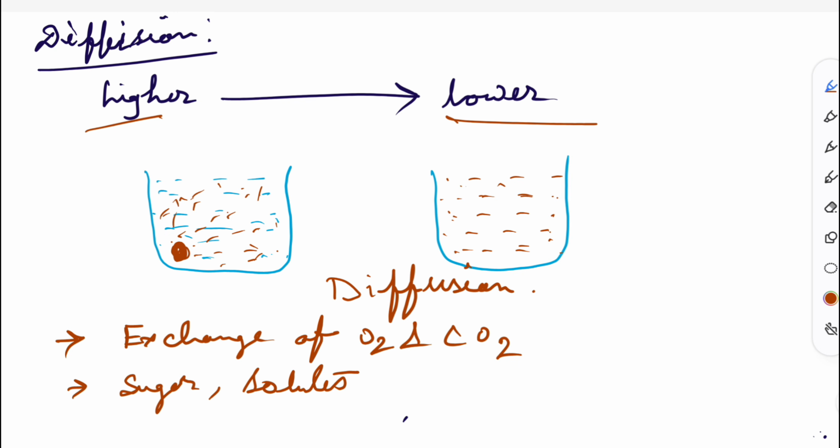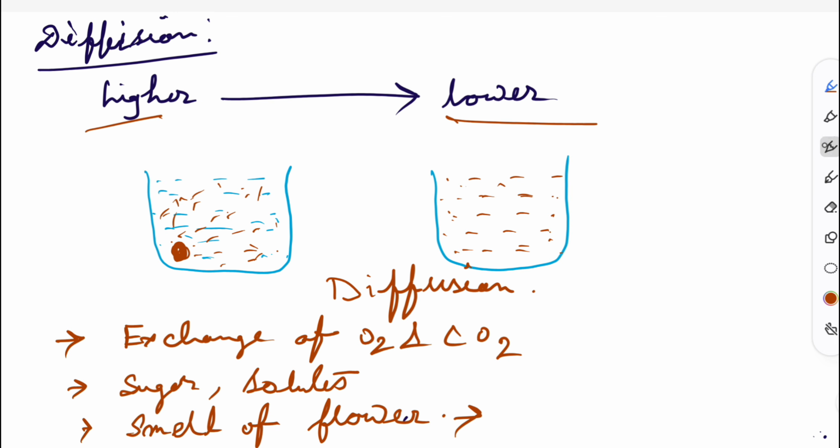Another very easy example is the smell of flowers. Same way as the agarbatti and the perfume, the smell is spread and it attracts the pollinators. Pollinators mean insects, mostly honeybees and other insects, which help in pollination. Now this is diffusion.